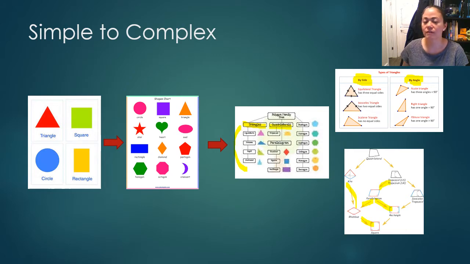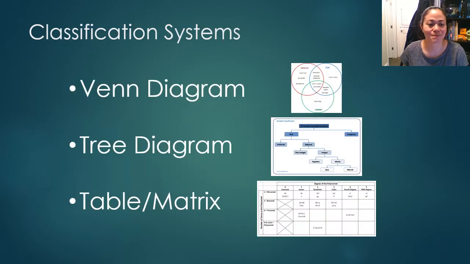So systems of classification get more and more complex, but they also show how things are different and how things are related to each other. We'll talk about more of that as we go along. There are three different classification systems that we'll talk about today. There are lots possible, but three that we come across often are Venn diagrams, tree diagrams, and a table or a matrix can be used to classify things.